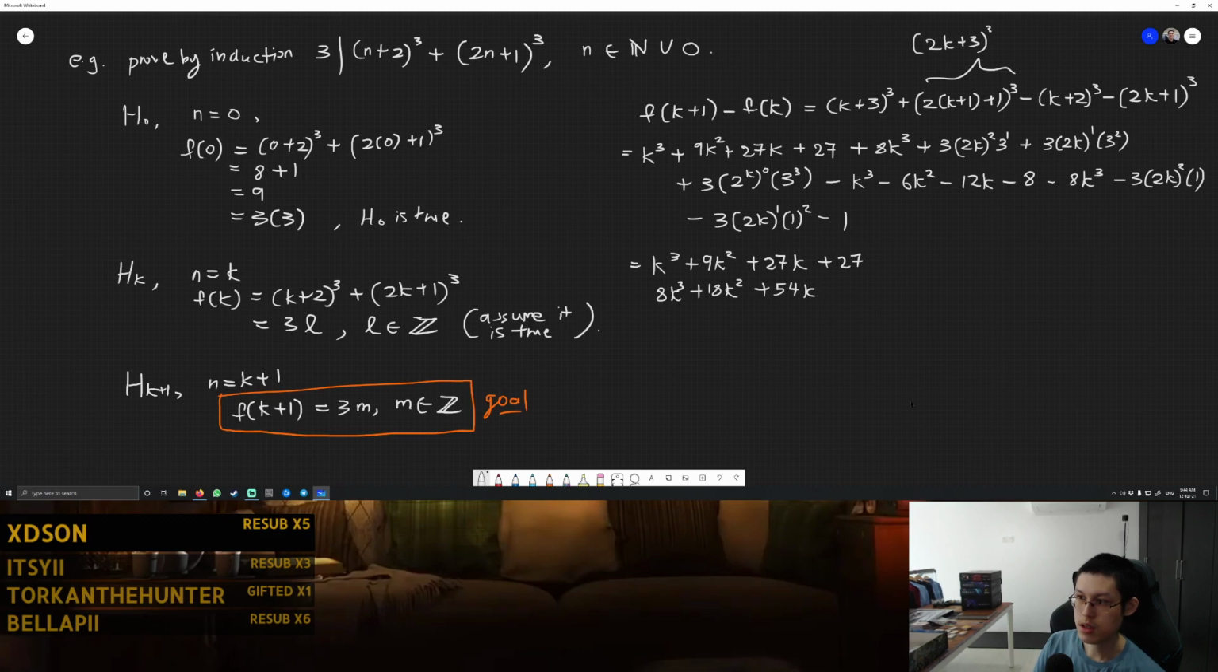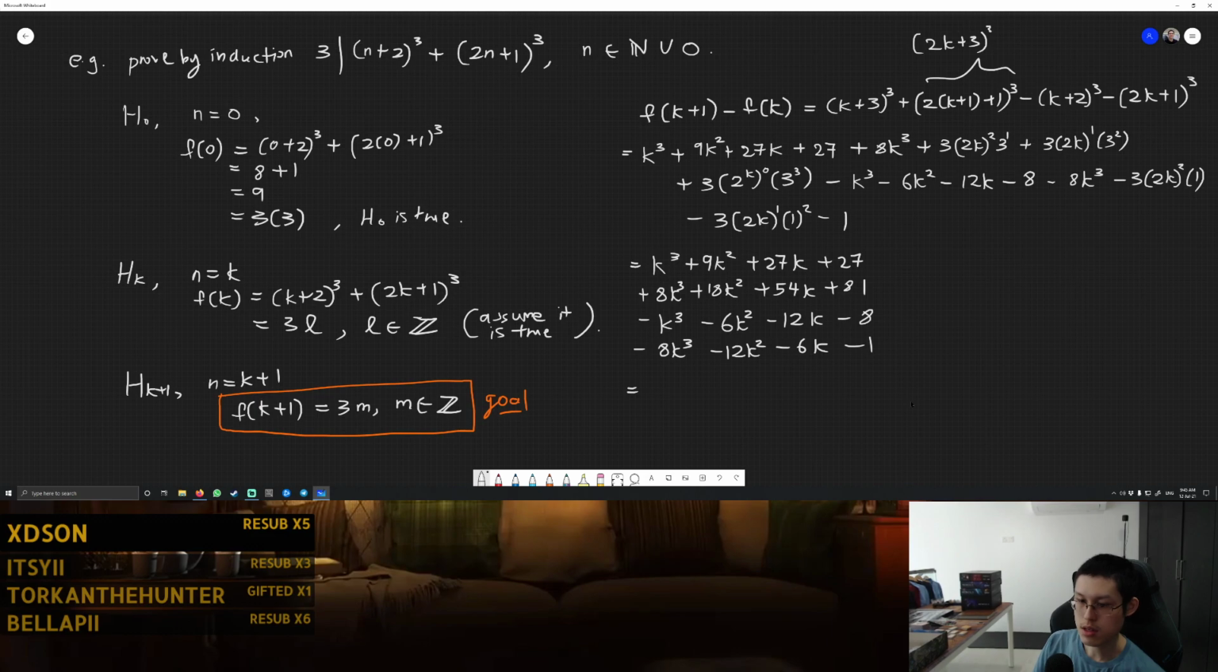27 times 3 is 81. And then we have minus, this is plus, and then we have minus k cubed, minus 6k squared, minus 12k, minus 8. And then we have minus 8k cubed. This guy is minus 12k squared. And the last one here, this guy is 6 times 1, so minus 6k minus 1.